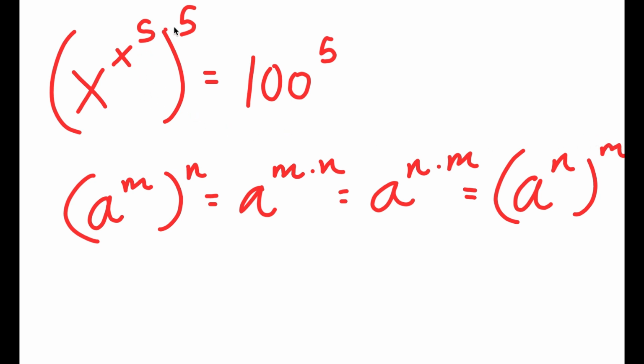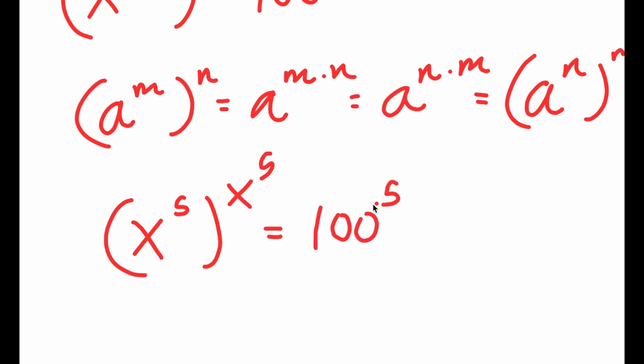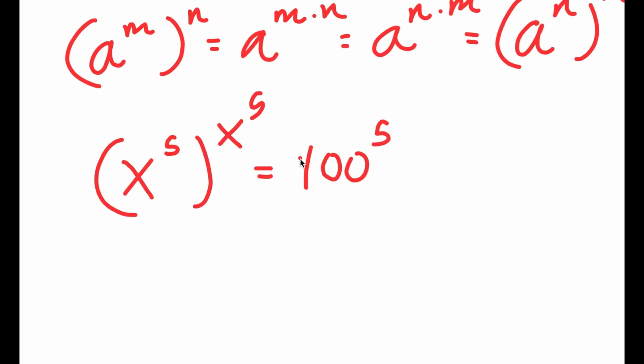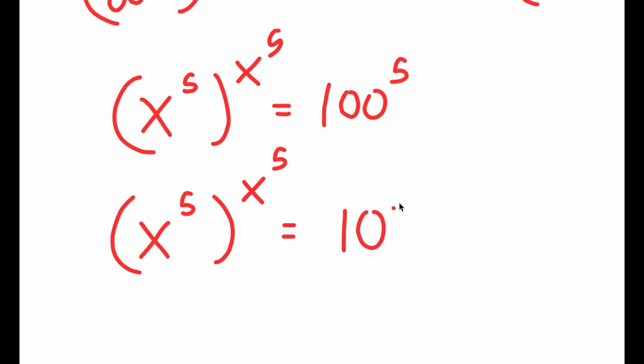So x to the power of x to the power of 5 to the power of 5, I can switch the places of these two. So I get x to the power of 5 to the power of x to the power of 5 is equal to 100 to the power of 5. Now 100 is the same thing as 10 squared. So I get x to the power of 5 to the power of x to the power of 5 is equal to 10 squared to the power of 5.